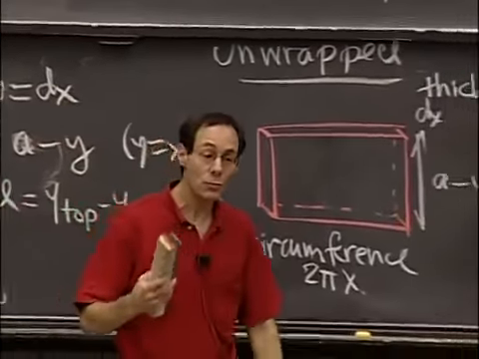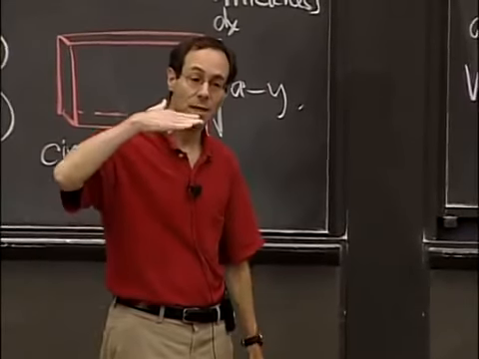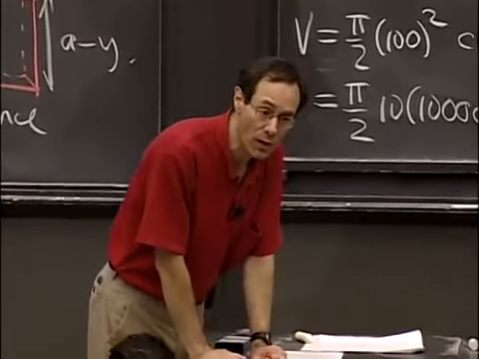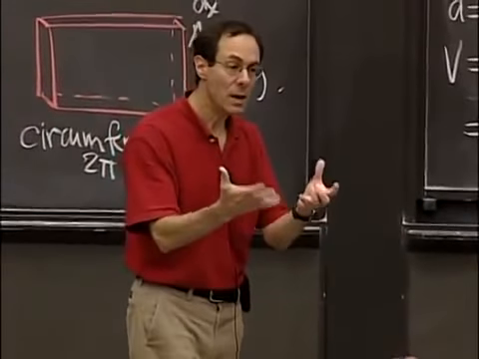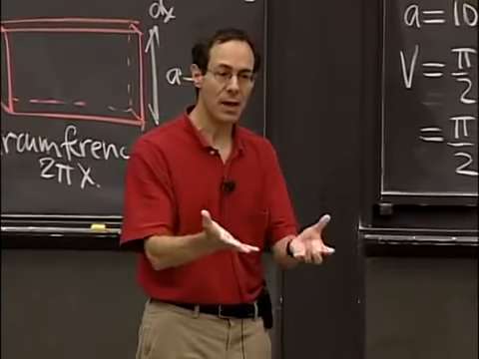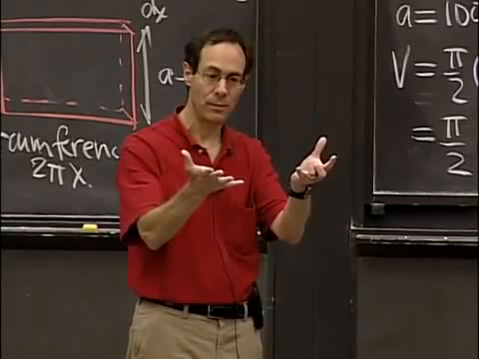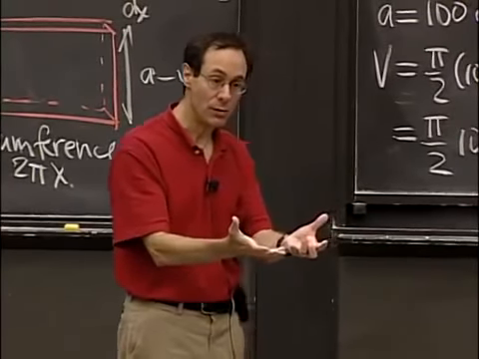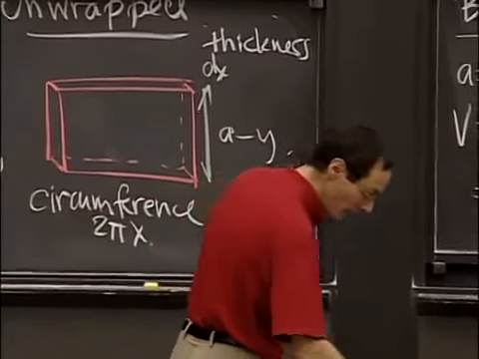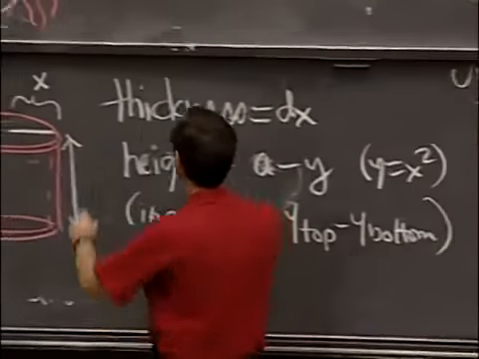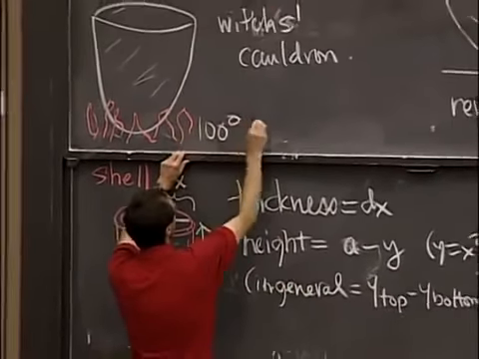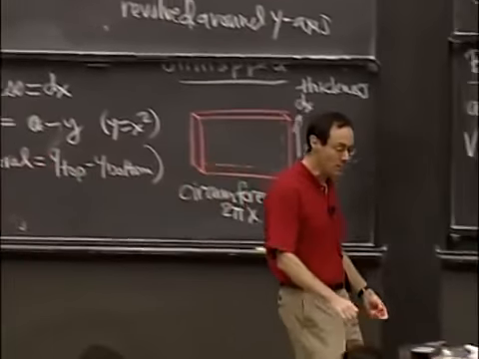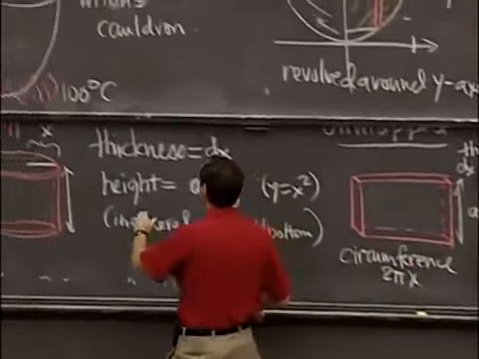The new physical feature that I'm going to add to this problem is that when the witches are boiling this water, the temperature of the water is not the same at each level in the kettle. At the bottom of the kettle where you're heating it up, it's at its highest temperature. So at the bottom, it's going to be, say, 100 degrees Celsius, totally boiling. And at the top, it's going to be, say, 70 degrees.